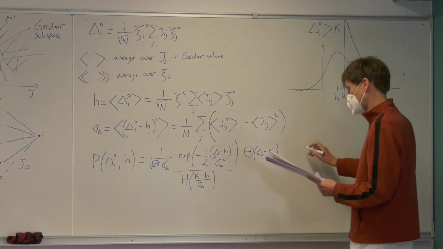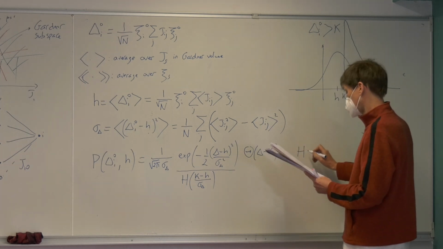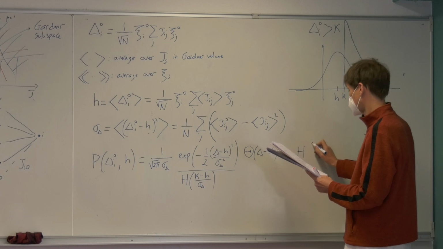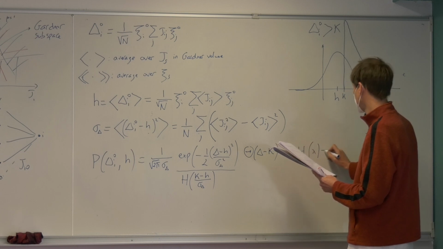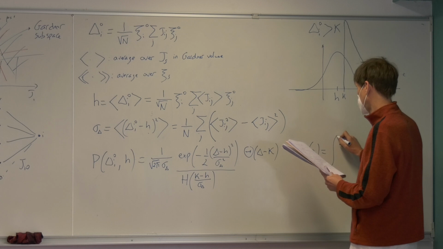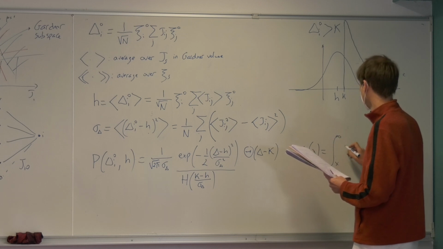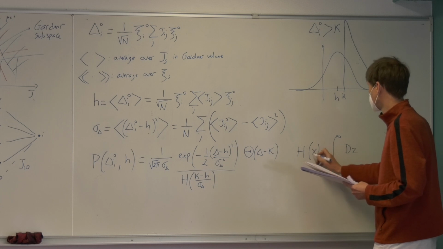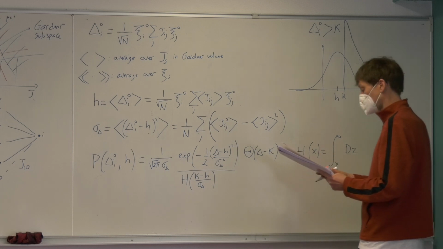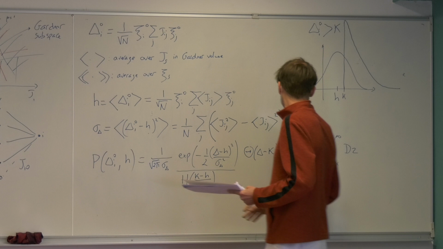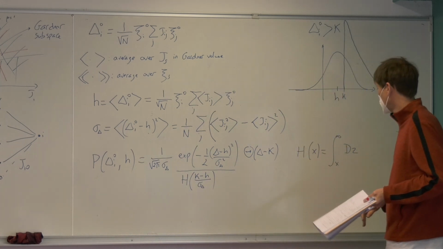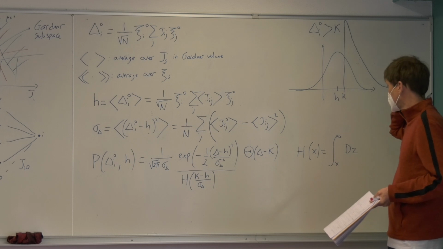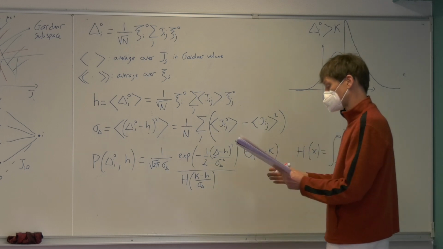And here H of x is defined as the integral from x to infinity of a standard Gaussian distribution. Okay, so it's 1 minus the cumulative distribution function of a standard Gaussian. Okay, all right.